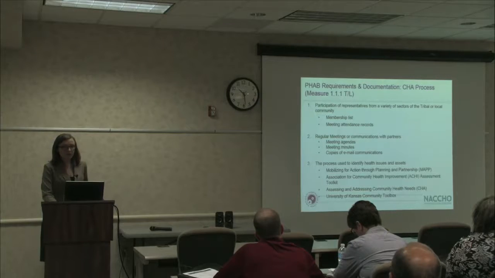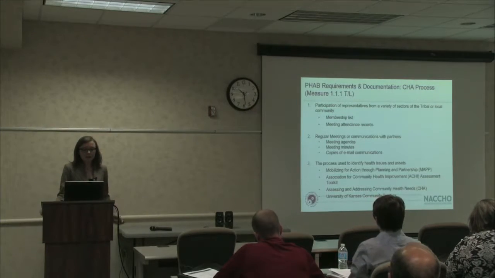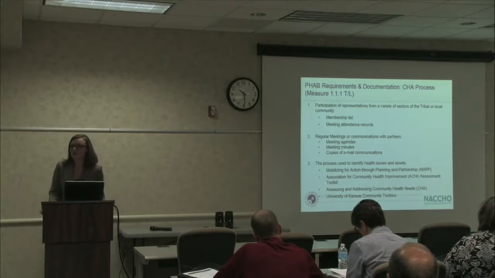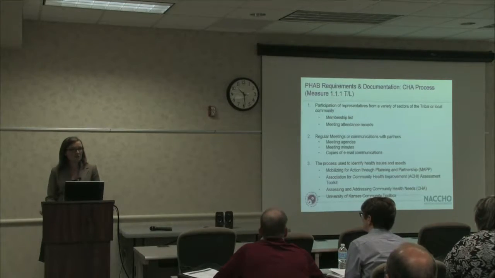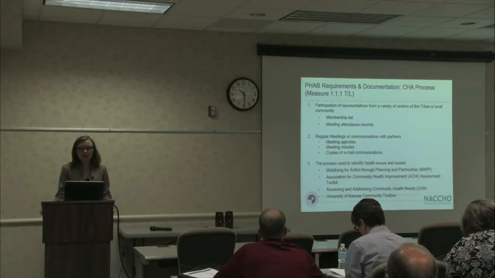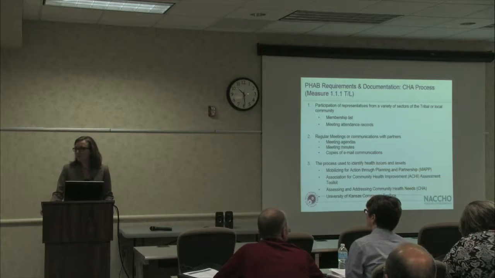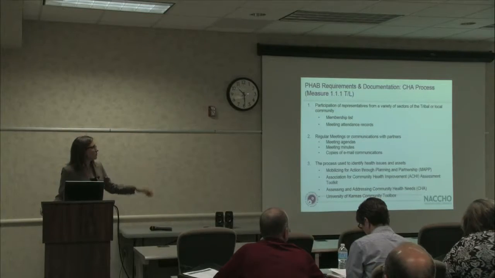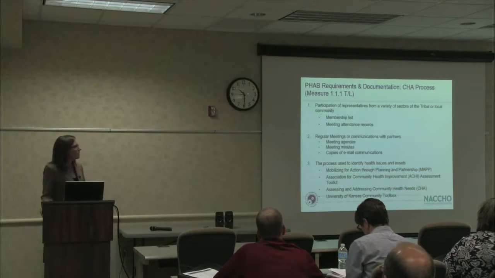The CHA process, Measure 1.1.1, requires participation of representatives from a variety of sectors. The point here is to make sure that it's not 10 people from your health department and one person from the YMCA doing this entire initiative. So you have to document with a membership list which organizations are involved, and then you have to prove that you've had meetings, and these can be emails. They don't necessarily have to be in-person meetings, but a diverse group of members must meet regularly. The documentation of these meetings, again, can be meeting minutes, emails, or agendas.